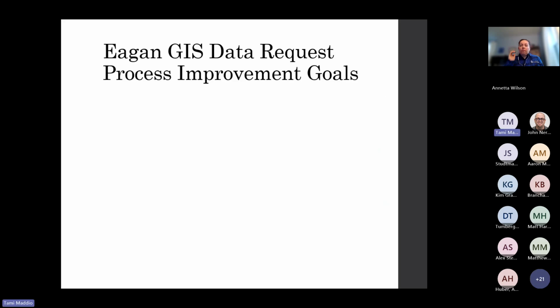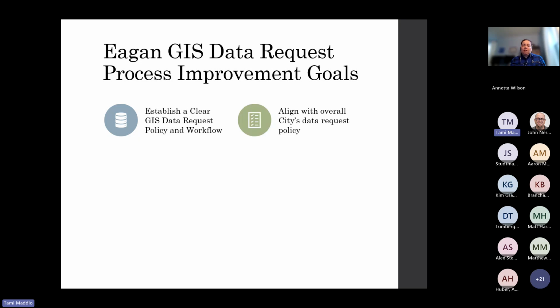So for us, and one of the reasons I brought this topic up at this group, is we feel like we could improve our process. Some of the things that we want to do are possibly establish a clear GIS request guideline and policy so that it can be easier for us to address the data requests when they come in. We would want to align that with our overall city data request policy, hoping that this could streamline our process, improve our customer service, and make the data request process easier for everybody.